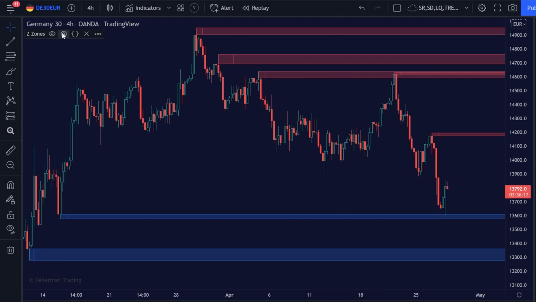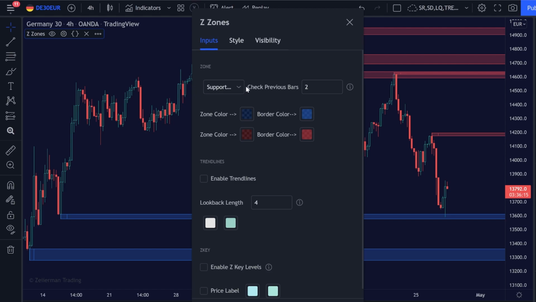Okay, let's go over the settings. We can see that we have something called check previous bars. This setting is most important when you use the support and resistance. It's basically a sensitivity setting which you can change between 1 to 5. When you have it set to 5, you get fewer zones, and if you set it to 1, you get more zones. However, we recommend that the majority of traders leave it as default.